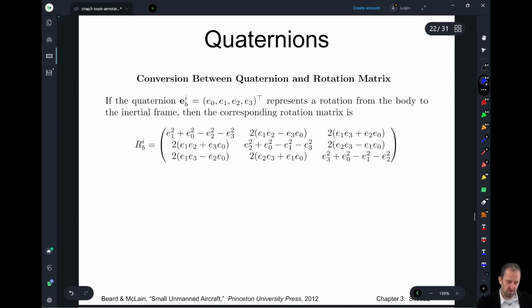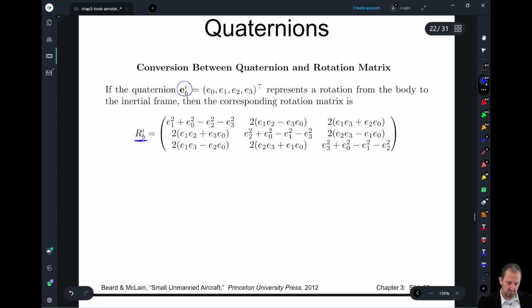Similarly, we can convert between quaternions and rotation matrices. So we can take our rotation matrix, and we can define that rotation matrix in terms of the individual elements of our quaternion. So this is really nice, so that we can take our quaternion, which goes from B to I, right, and we can immediately write our rotation matrix from the body frame to the inertial frame. So keep that in mind.